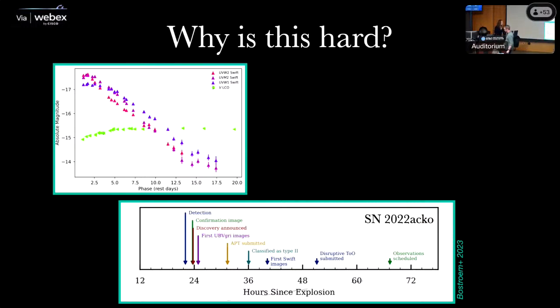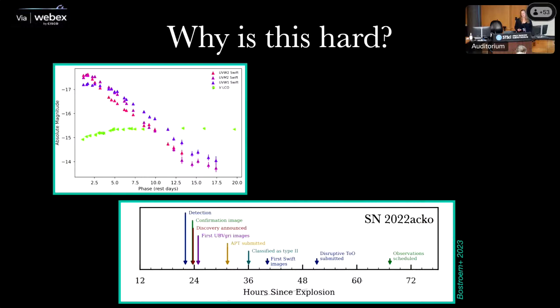We got our first SWIFT images within 2 days, and we submitted our disruptive TOO shortly thereafter. All of this happened and the observations were scheduled within 3 days. They executed 2 days later. That all sounds like a very rapid sequence of events, but it still meant that our first observation was 5 days after explosion. So one thing I want to look to the community to have discussions about is how can we speed this up?